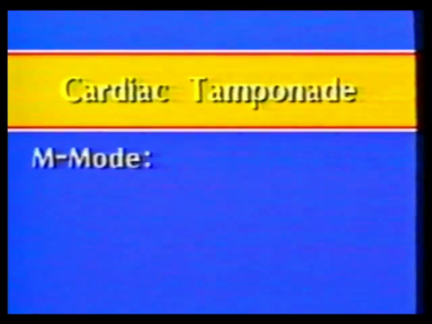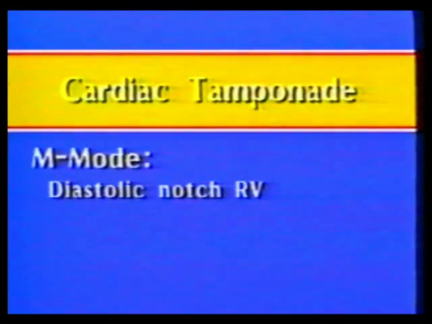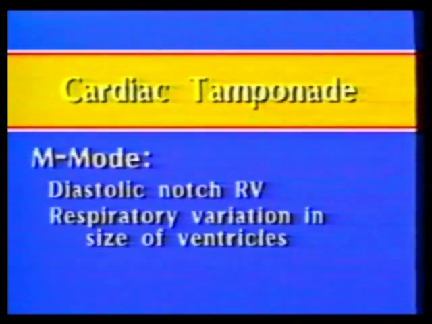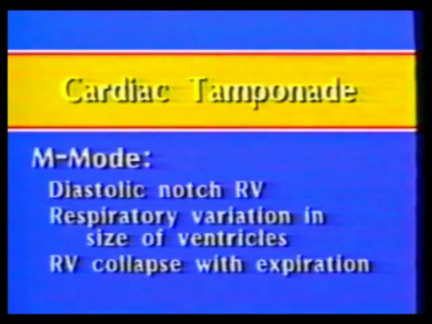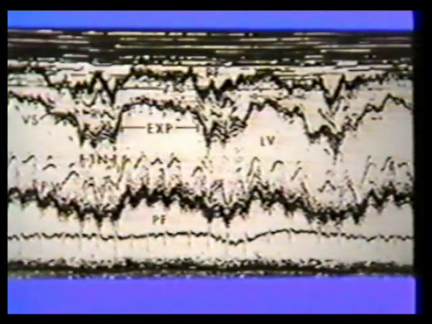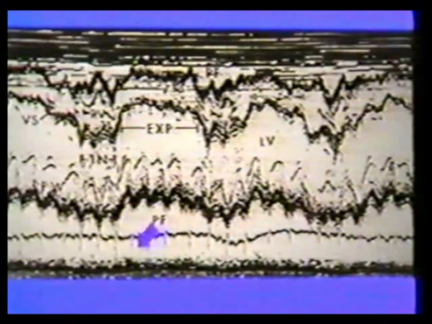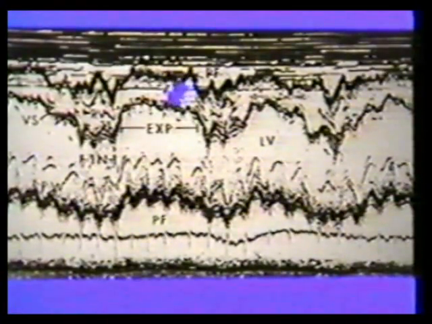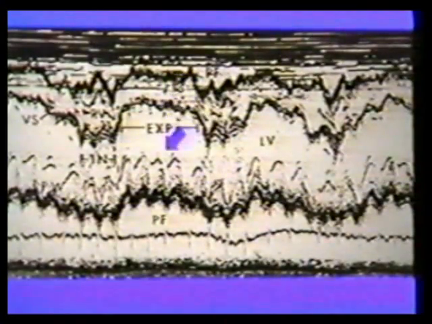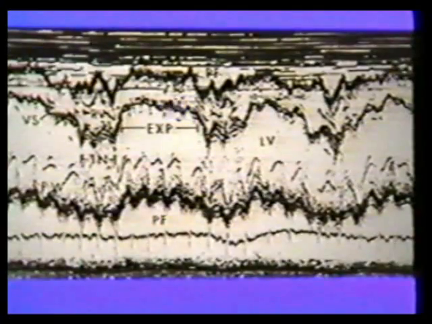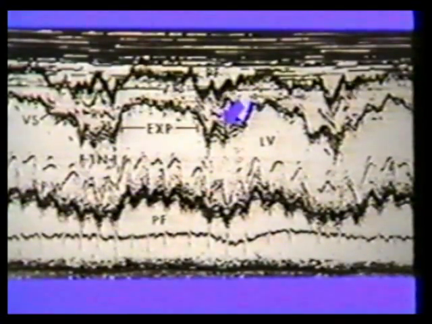M-mode signs of tamponade include diastolic notching of the RV free wall and respiratory variation in the size of the ventricles. The RV collapses with expiration. This M-mode demonstrates a large pericardial effusion, which is most notable behind the left ventricle. With expiration, the right ventricle collapses, while the left ventricular internal dimension increases. With inspiration, the right ventricular cavity enlarges, and the LV decreases in size.